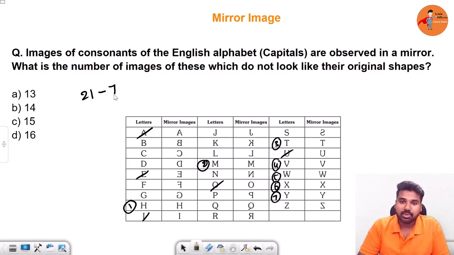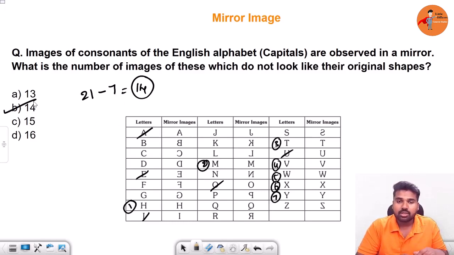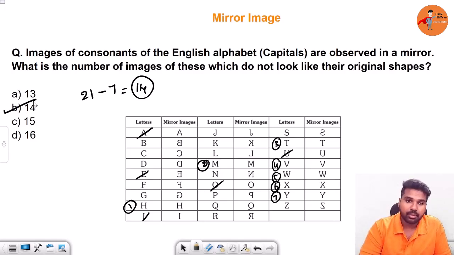They look the same even if we take the mirror image. So if we remove them, what is the rest? That is 14. And 14 are such consonants which do not look the same when their mirror image is taken. So the correct answer is B here.